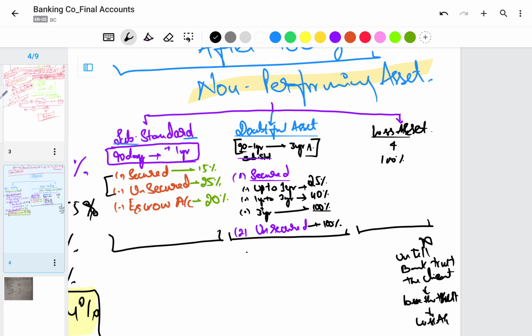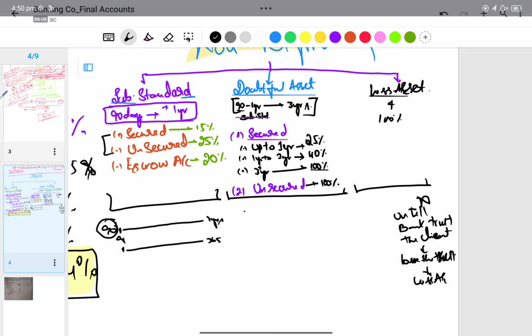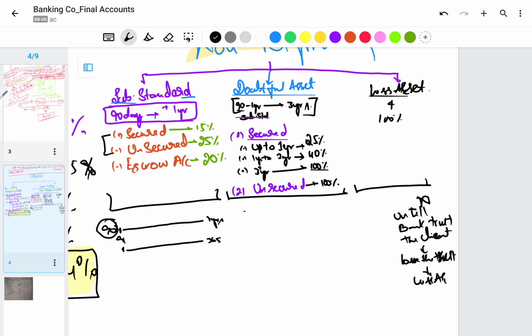Here, 90 plus days, from the 91st day, 1 year is calculated. After 90 days, again from fresh, the 91st day is considered day 1, and till 365 days it is considered a non-performing asset under substandard assets. Then even after 365 days or 1 year, if the due is not paid by the customer, it is considered doubtful.